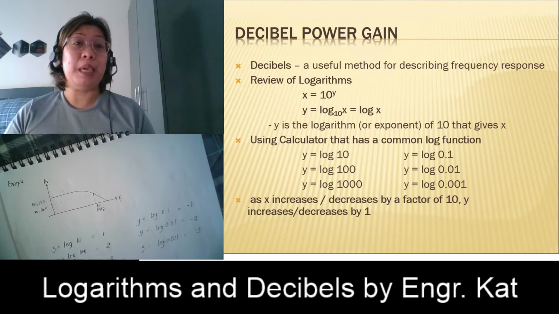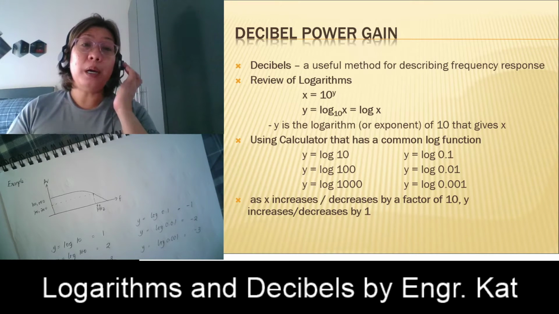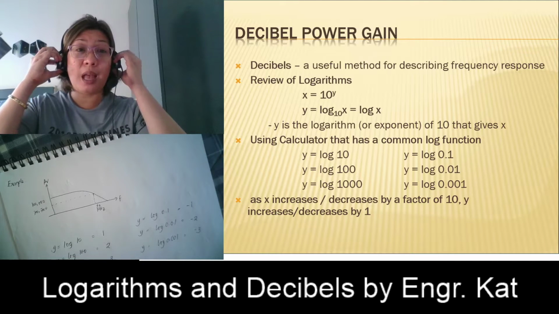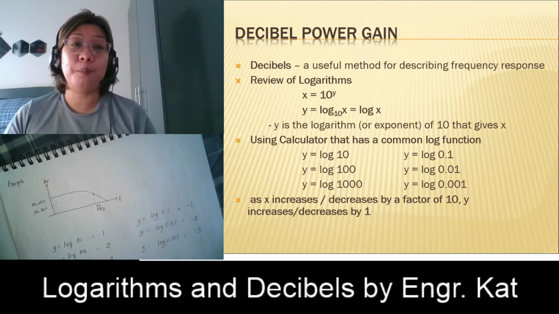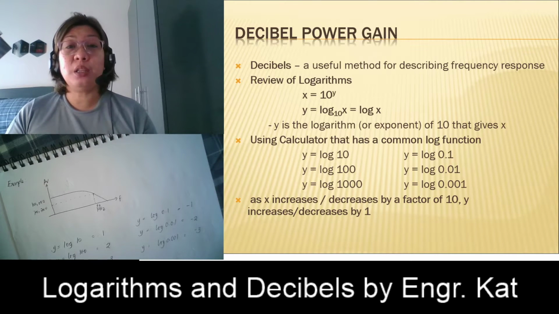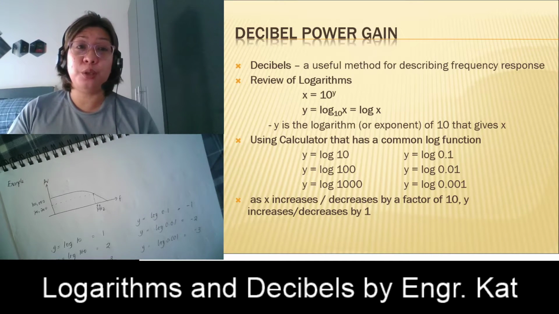You can have several bases. You can have base 2, base 5 or base 8, but you have to relate this to base 10, because in our calculator you only have base 10, which is your common logarithm, or ln, the natural logarithm. So y is the logarithm, or exponent of 10, that gives the value of your x. Using your calculator that has a common logarithm function, I want you to compute the values of these.